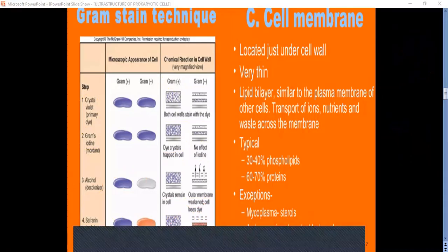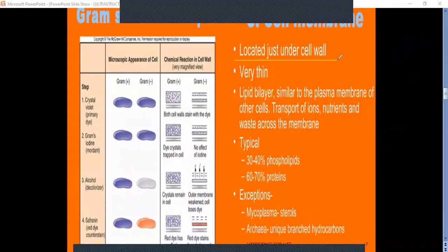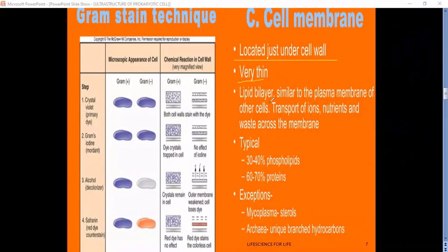So now we have completed the cell wall. Now we will enter into the cell membrane, located just under the cell wall, which is very thin. The cell membrane is most important for the transport of molecules to and fro from the medium to the cell. It is also a lipid bilayer, similar to the plasma membrane of other cells, and is useful for transport of ions, nutrients, and waste across the membrane.